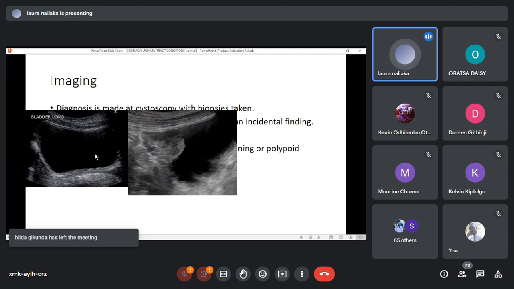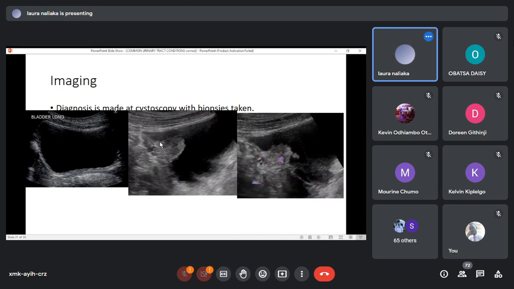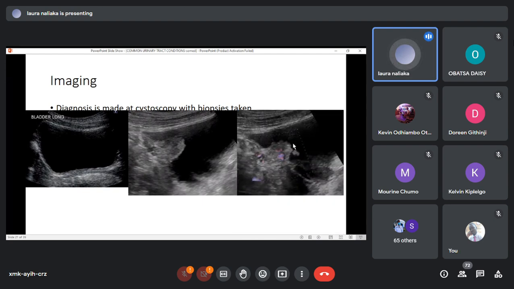This is a patient who had hematuria with an ultrasound done of the bladder. You can see irregular bladder wall, but at the same time, you can see a mass protruding into the bladder lumen on the lateral aspect of the bladder. And it was actually vascular on color Doppler, confirming that it is a vascular tumor.